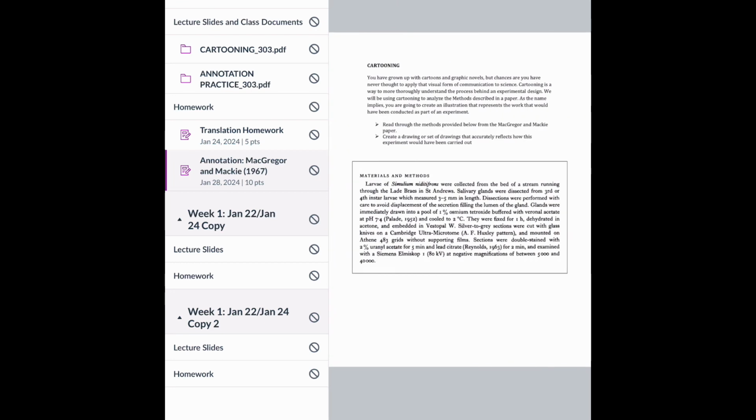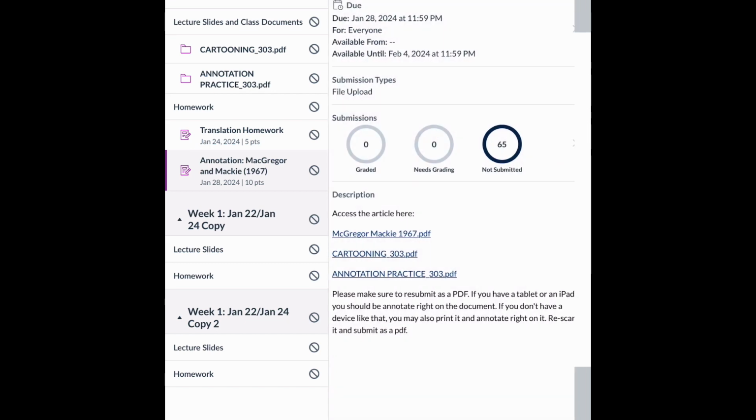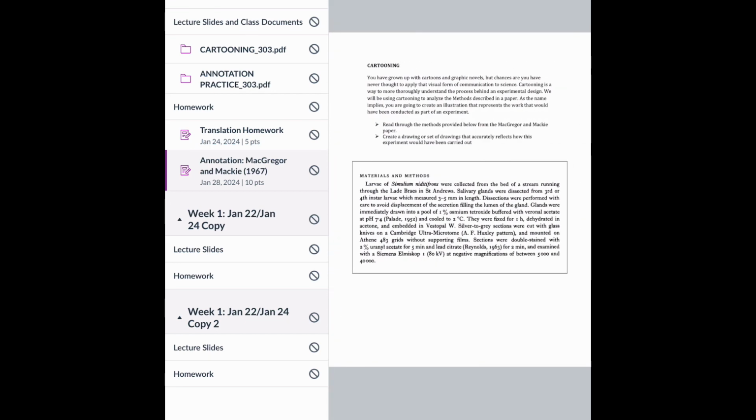So here's the cartooning one. Let's see, I'll make this bigger. Nope, I can't. So here's the cartooning one. I took out the materials and methods that I want you to cartoon. You don't have to do that for the full paper, just for this one, right? So just try your best. It doesn't have to be fancy, right?